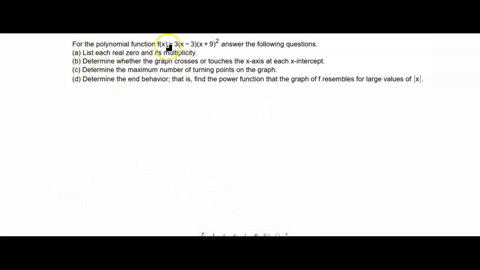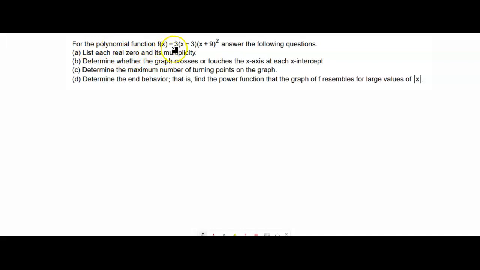First of all, we're dealing with the polynomial function f of x equals 3 times (x minus 3) times (x plus 9) quantity squared. The first one says list each real zero and its multiplicity. Remember, when they say real zero, these are the x values where the graph either touches or crosses the x-axis. The imaginary zeros are ones that do not touch the x-axis.